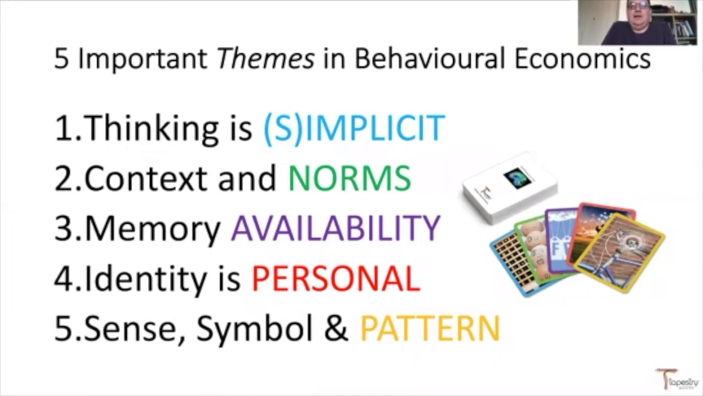Number 1 is about making research simple and simplicit, particularly. So at Tapestry Works, we use a lot of implicit techniques, a lot of visual tools, and one of the reasons we do that is it makes it easier for the people we're trying to understand. The second theme we'll see is talking about context, social norms, and culture. So I'm going to talk a little bit about that.